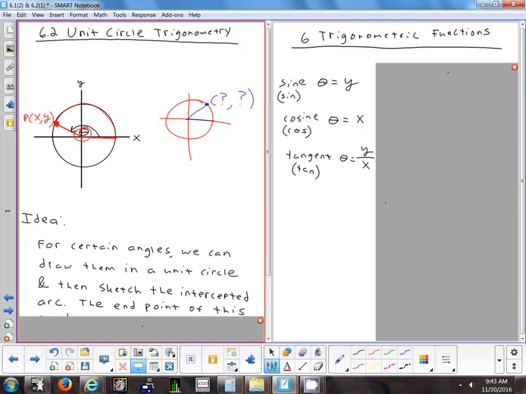The tangent is something else we'll use in trig. If you want what's called the tangent of that angle, you need both the x and the y value, and you divide them: y divided by x. So to find those three, you have to get this coordinate first. If you can't figure out the coordinate, then you're not going to know any of the x's and y's, and you can't find anything I just showed you.